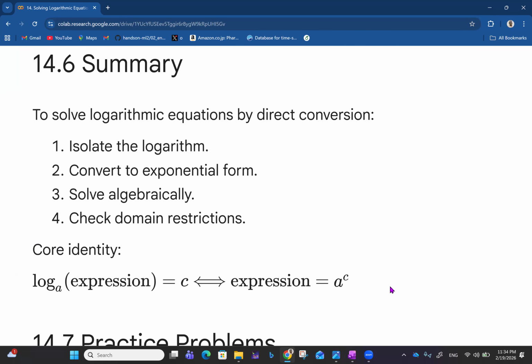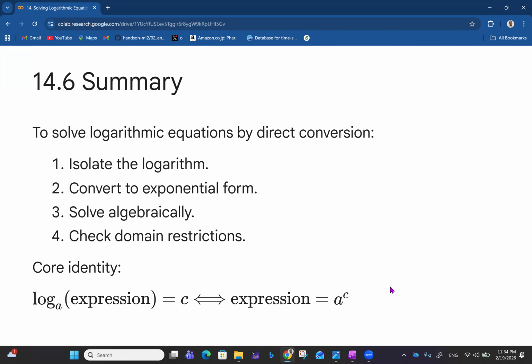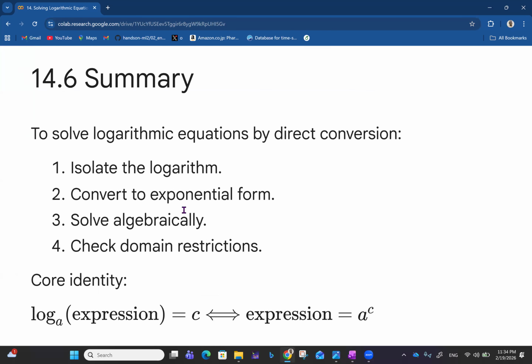Okay. In summary, to solve logarithmic equations by direct conversion, first, you isolate the logarithm. Second, convert to exponential form. Thirdly, solve algebraically. Fourth, check domain restrictions. The core identity is that the log of an expression to base a equals c implies that the expression is equal to a raised to power c. And if an expression is equal to a raised to power c, it implies that log of the expression to base a is equal to c. So we can go both ways.